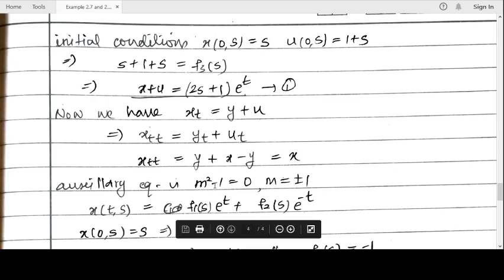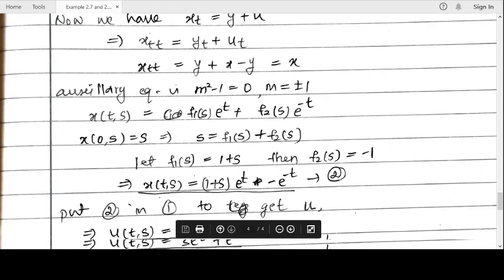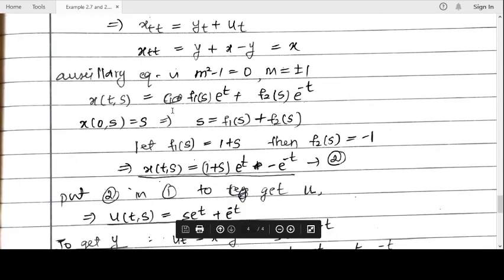Because its auxiliary equation is m squared minus 1, we have m equal to plus or minus 1. So x is f1 of s e raised to t plus f2 of s e raised to minus t. Now we apply the initial condition x at (0, s) is equal to s, which implies s equal to f1 of s plus f2 of s. So we have only this condition, f1 plus f2 equal to s, so we can take any arbitrary value. Suppose let f1 be 1 plus s, then f2 of s must be minus 1, because when you add them you get s. So we get x is equal to (1 plus s) e raised to t minus e raised to minus t.